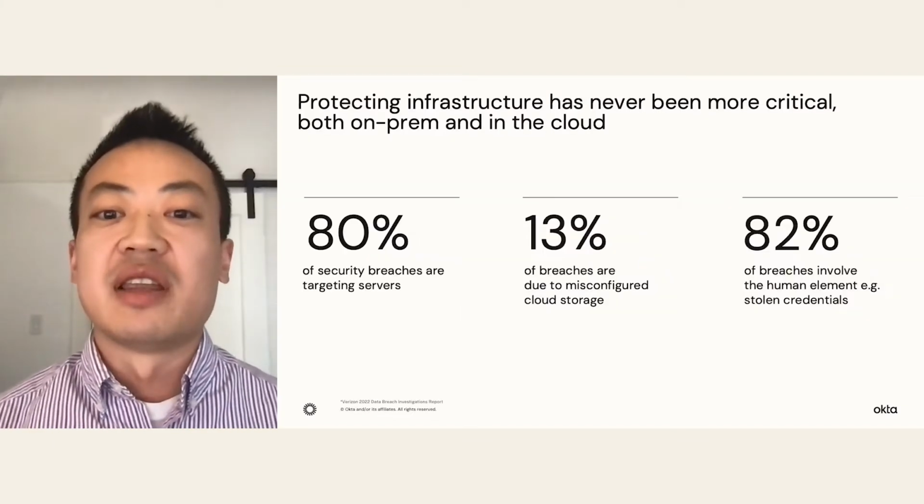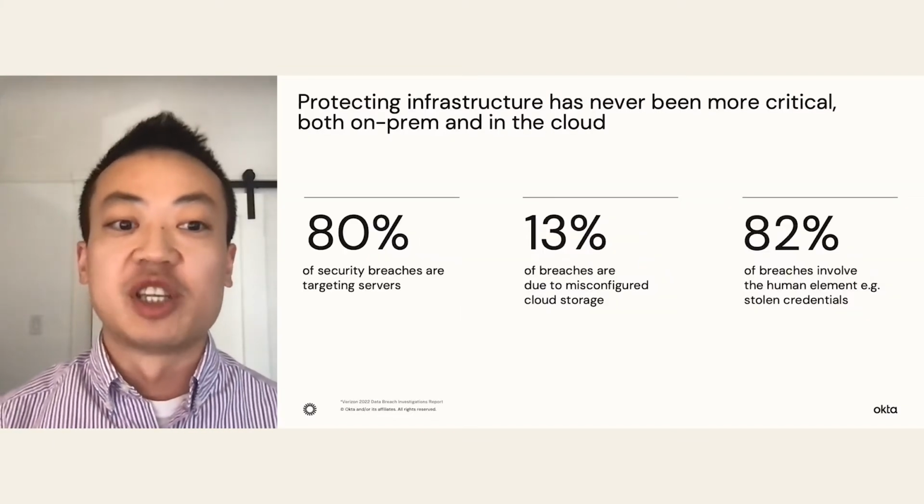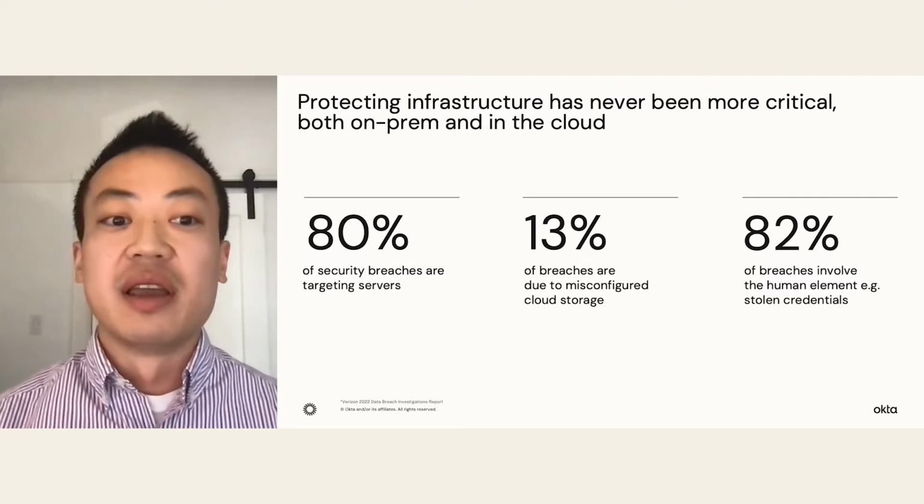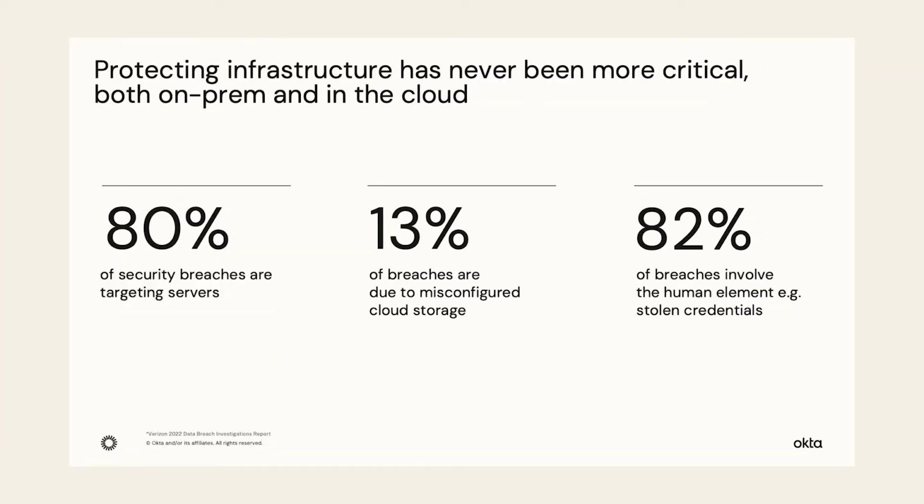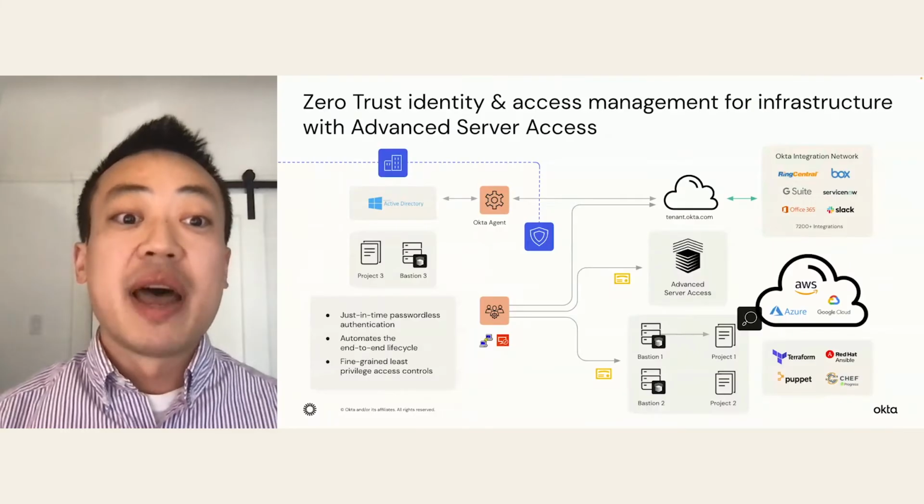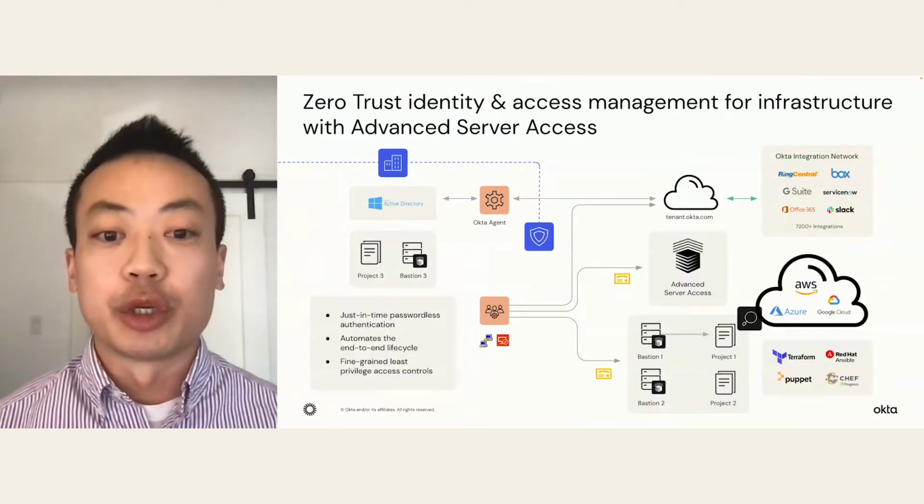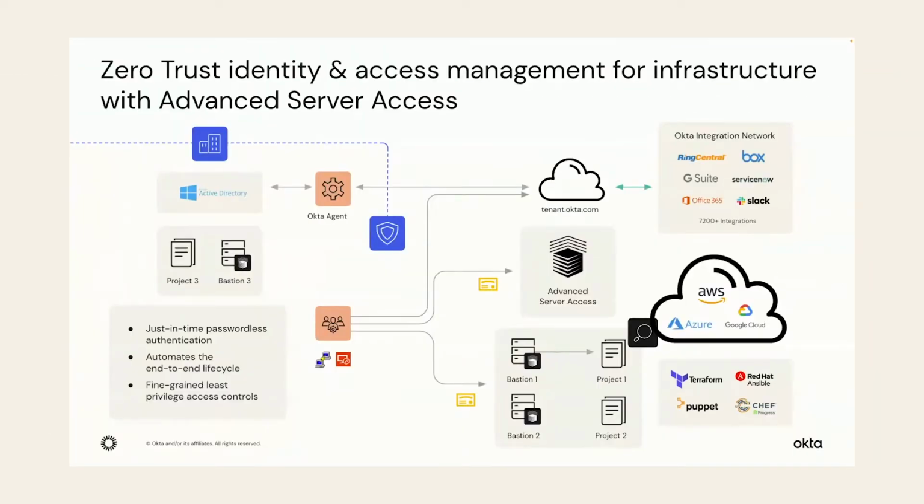So it goes without saying the importance of securing your infrastructure, especially when you look at the numbers, right? 80% of the security breaches are actually targeting servers specifically. And then identity again here plays a pivotal role, given 82% of the breaches involve human elements such as stolen credentials. And then a decent number of breaches are also driven by misconfigurations as well. So Advanced Server Access is Okta's solution to protect access to infrastructure such as servers, both on-prem and in the cloud via SSH and RDP.